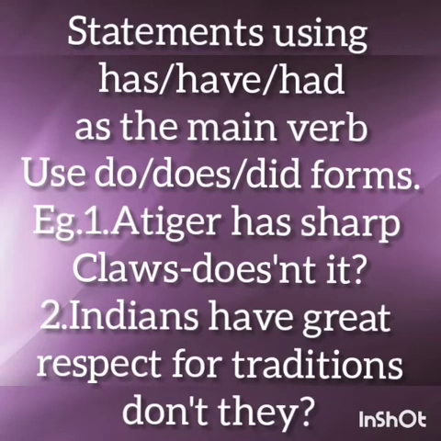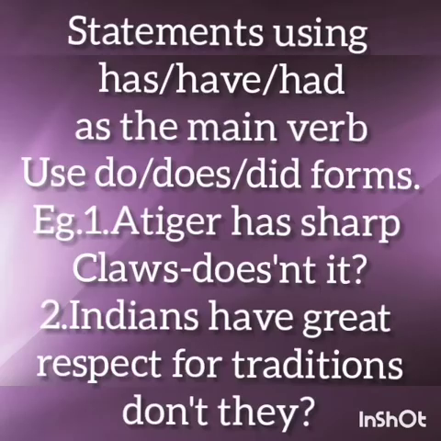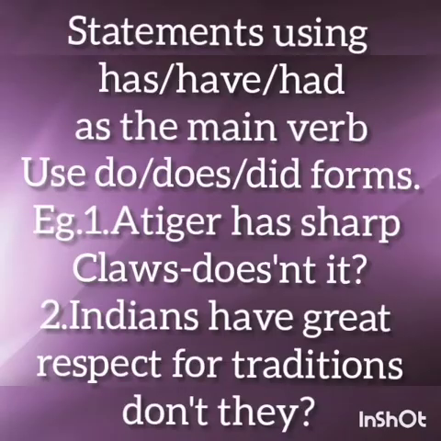Example: a tiger has sharp claws. You have to see the tense. It is present tense and a singular subject. So you use the tag doesn't it. Next, Indians have great respect for traditions. It is present tense and the subject is plural. So you use don't. So don't they is the answer.